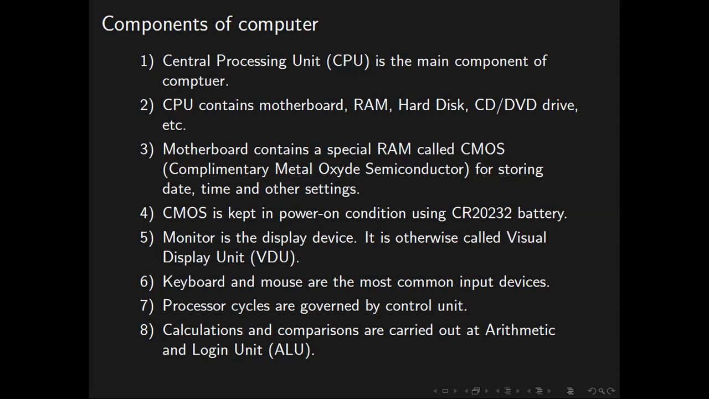Then the processor has got two or three essential units. One is the ALU, arithmetic and logic unit. Here the name is wrongly typed. It's not login, it's logic unit. It means it does, what is arithmetic? Number related calculations. Logic means comparison. ALU performs all number related functions and comparisons.